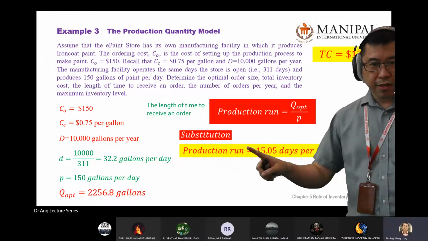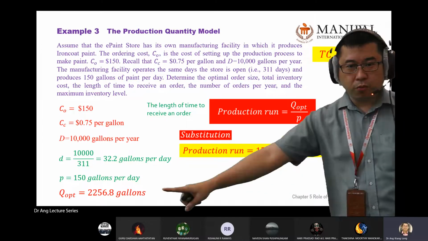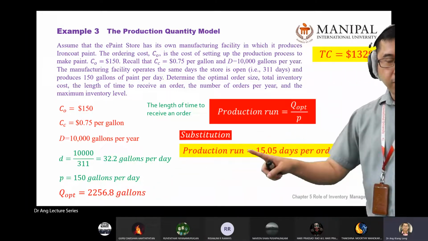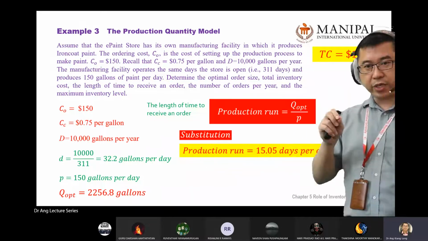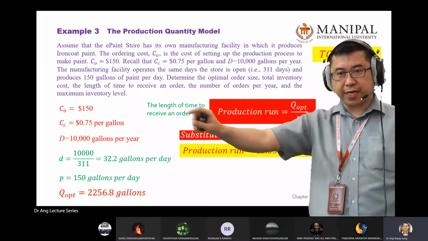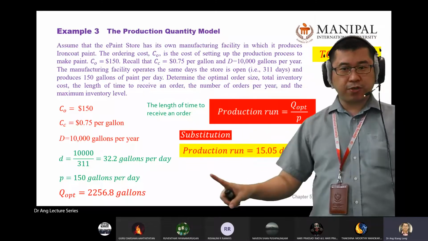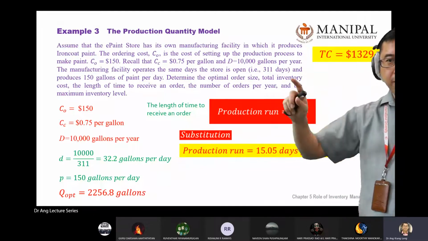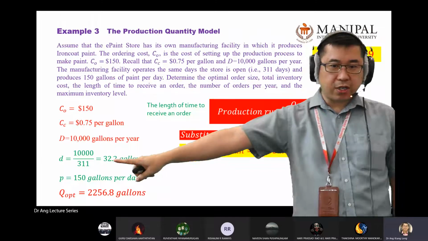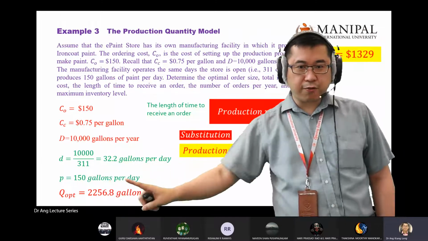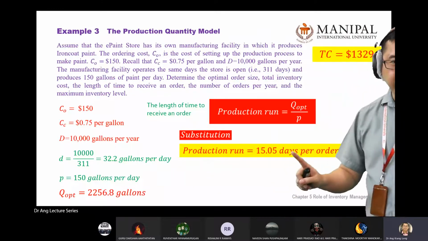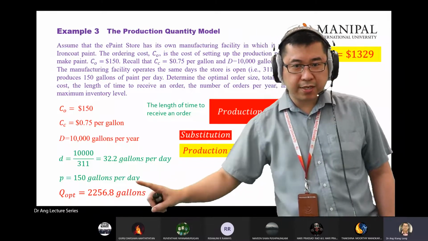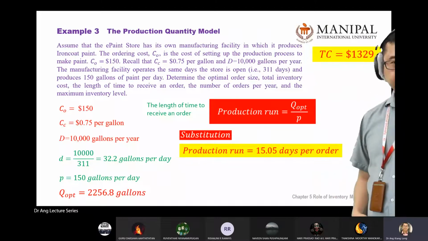Okay, this one production run means to meet this Q, your planner needs to issue an order to the production floor manager, asking your worker to produce. You need to issue the order to the production floor, and they need to continue to work for 15.05 days so that you meet 2,000 something gallons in the inventory.